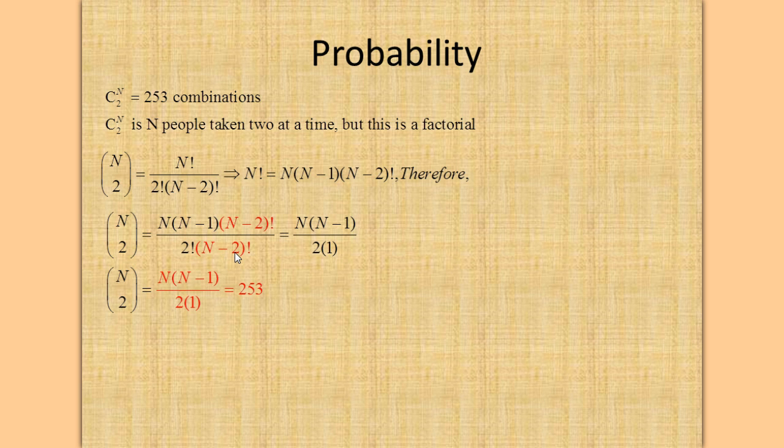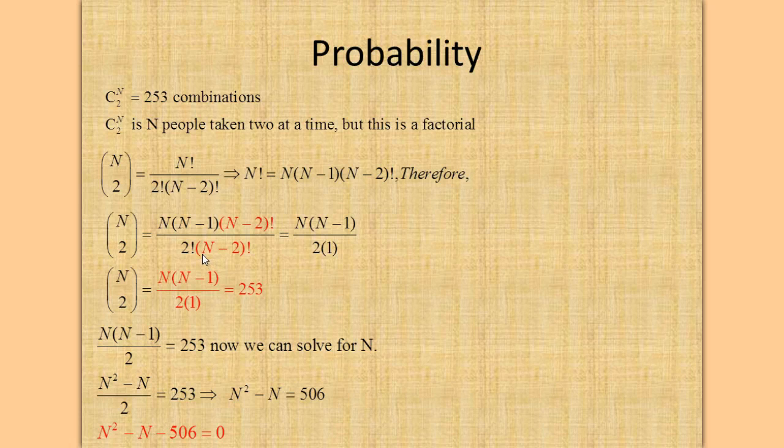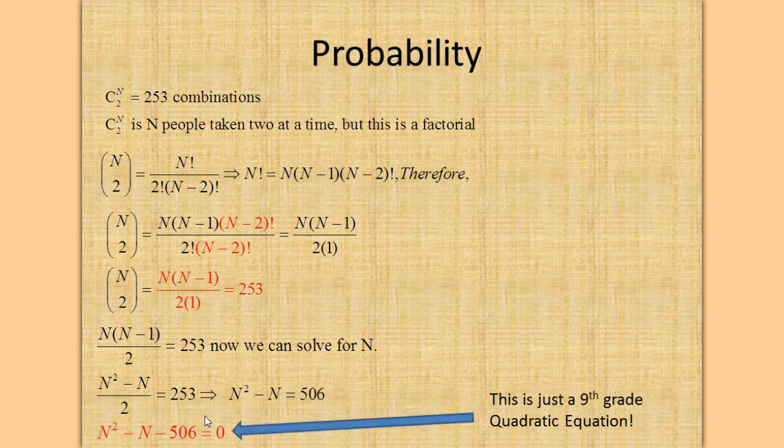Well, these n minus 2 factorials cancel. 2 factorial is 2 times 1, so that leaves us with n times quantity n minus 1 divided by 2 equals 253, because we said it up here as 253. Okay, so now we can solve for n. We multiply through by 2: n squared minus n equals 506. So n squared minus n minus 506 equals 0. This is just a 9th grade quadratic equation, and you were wondering what you would ever use quadratic equations for. Well, here it is.